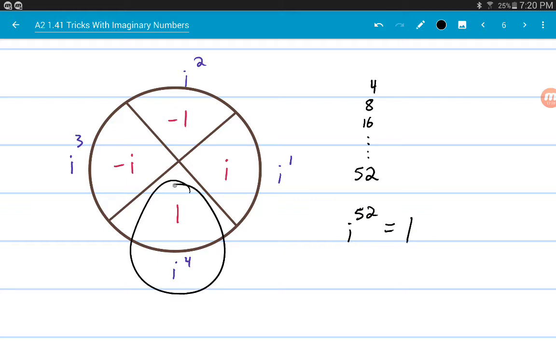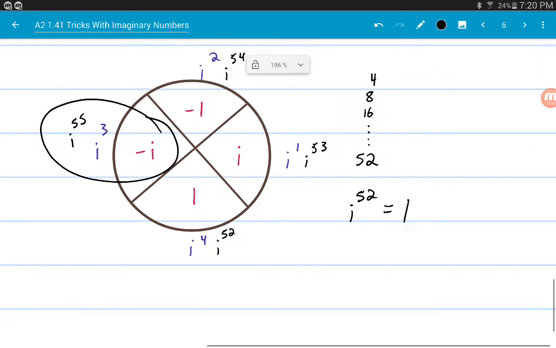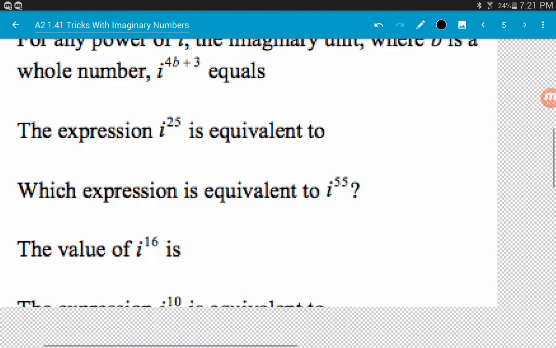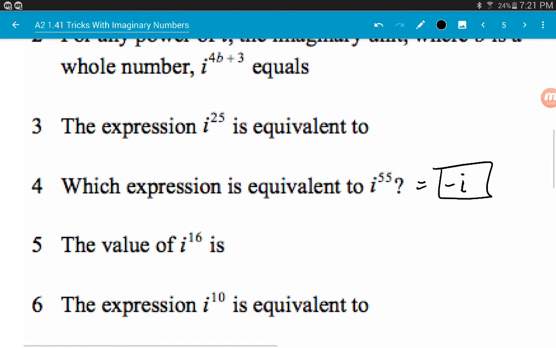And that also means it can be found here. So that means that i to the 52nd is here. So then i to the 53rd, we're just going to count around from there. i to the 54th. And i to the 55th. So i to the 55th is equal to negative i. So that would be the answer to question number 4.